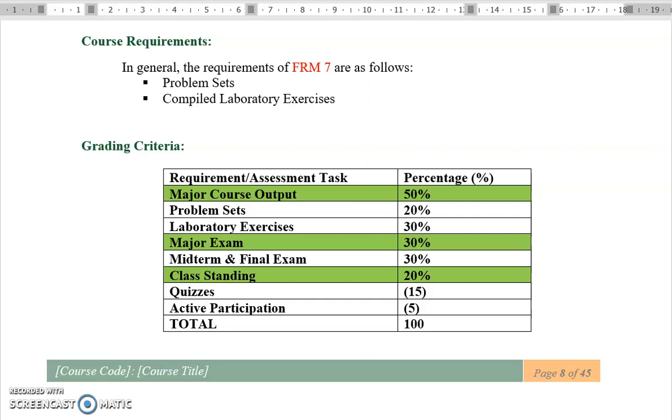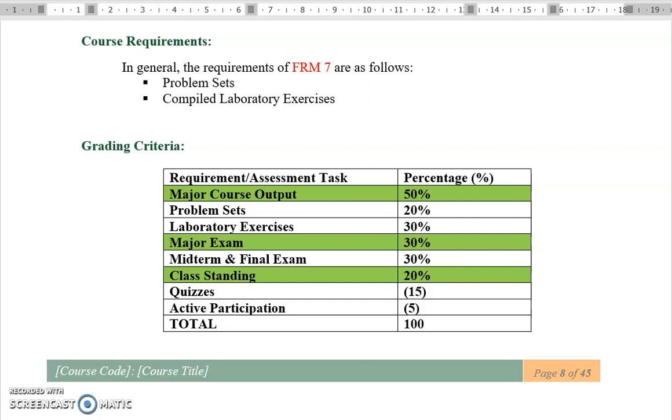Our major course output includes problem sets, nga kato akong ihatag sa iyo, and laboratory exercises that you will be complying. And then we have 30% ang atong midterm o ang final exam, ang atong mga major term exam, and ang atong class standing is only 20%. Quizzes 15%, your active participation is only 5%.